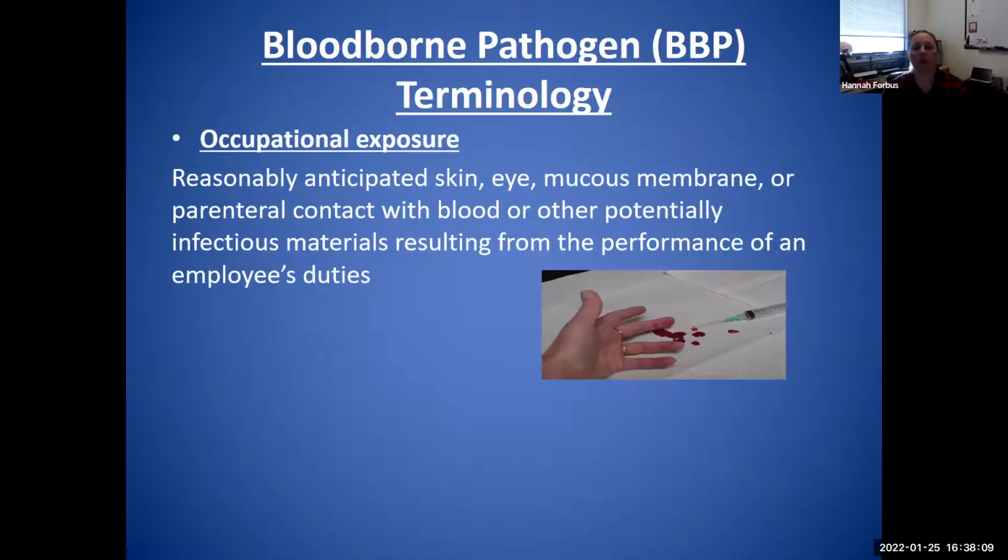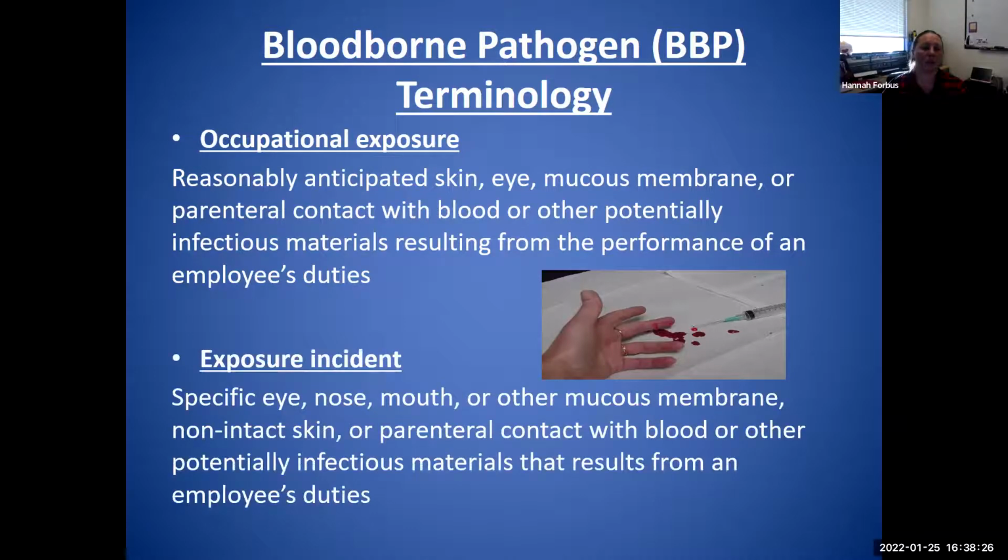Occupational exposure. These are reasonably anticipated skin, eye, mucous membrane, or other parenteral contact with blood, or OPIM, that result from the performance of an employee's duties. So occupational means at work. An exposure incident is when a specific incident occurs, something with the eye, nose, mouth, other mucous membrane, non-intact skin, or parenteral contact with blood, or OPIM, that results from an employee's duties. So these two can get confusing often. So occupational exposure is basically the risk, right?